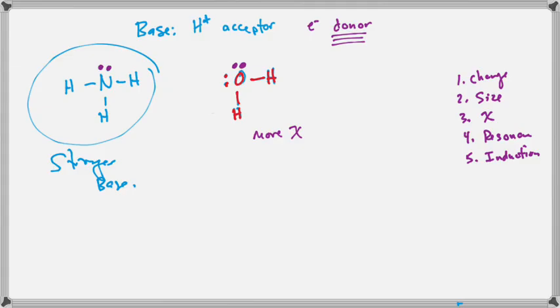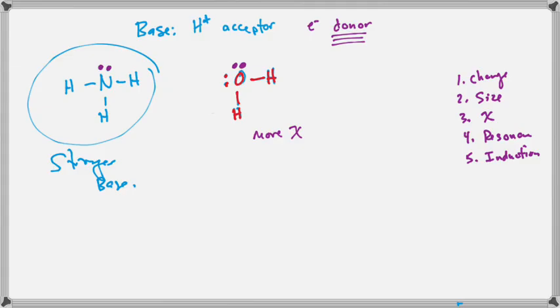I would argue ranking base strengths is a whole lot easier than ranking acid strengths. I don't have to draw a whole bunch of extra structures. I'm looking right away at the structure. Does it have the electrons? And that's it. Where are those reactive electrons? Now I can use charge, size, electronegativity, resonance, induction. Kind of makes sense?